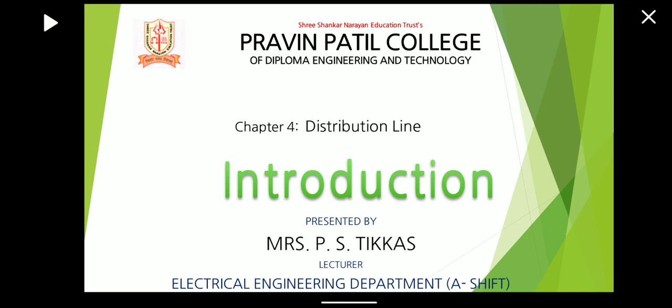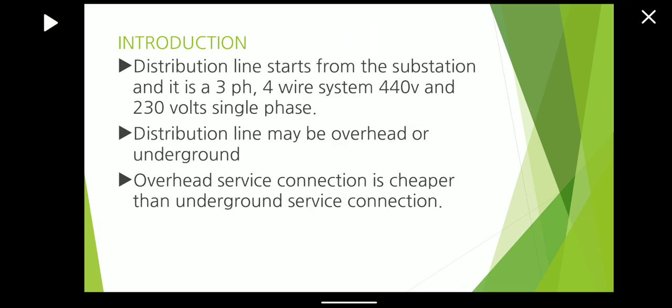Now the next topic is chapter number 4, distribution lines. In this chapter we have to learn about the introduction of overhead and underground distribution lines. Then what are the materials used for the distribution line for LT and HT lines. Then cables used for the distribution line. Then next is design, estimation and costing of overhead and underground cabling. So let's see, first one is the introduction.